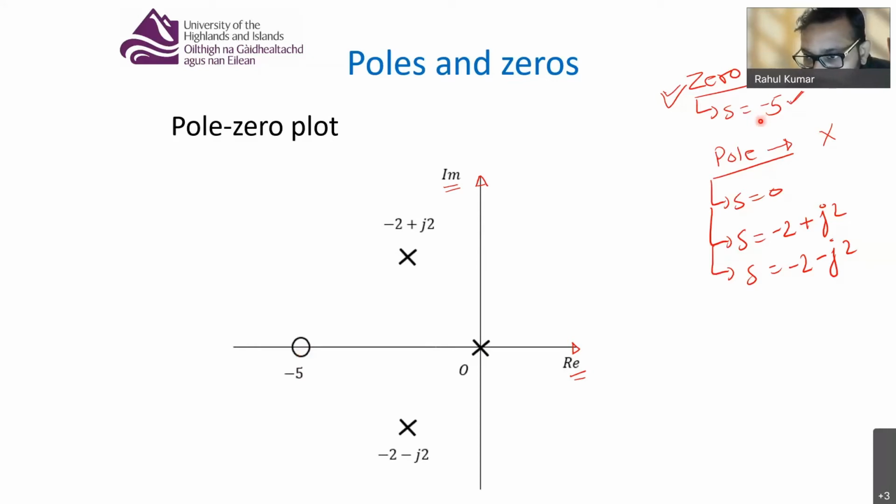Now let's plot the values of the poles. One of the poles is at s equals to 0, so at s equals to 0, I have put a cross.